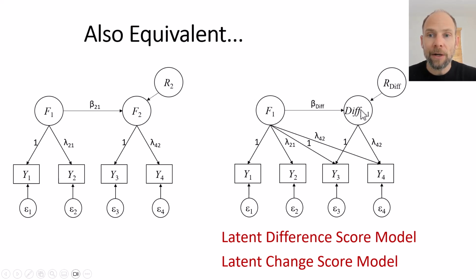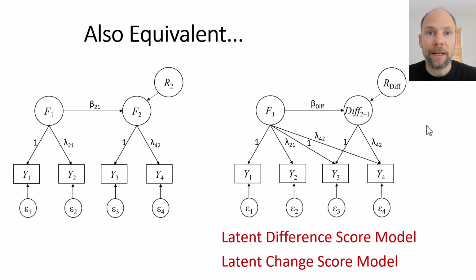And now we can regress this difference factor on f1, which is a very different thing compared to what we do in the model on the left-hand side, where we have f1, so that would be intelligence at time 1, and then f2 would be intelligence at time 2, and we're regressing intelligence at time 2 on intelligence at time 1, which is different from regressing the difference score on the initial variable. So this model models something that's very different from the model on the left-hand side.